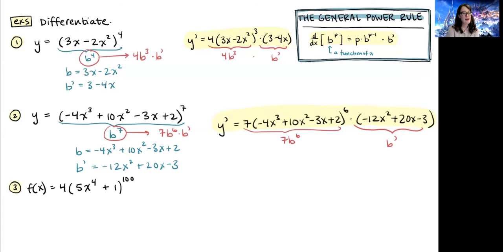Okay, in example 3, we've got f of x equals 4 times 5x to the 4th plus 1 raised to the 100th power. Now here we have a 4 in the front of some stuff to a power. We have to remember all of our other rules from before. So this 4 in the front of the entire stuff we've got to the 100th power, this is a constant multiple.